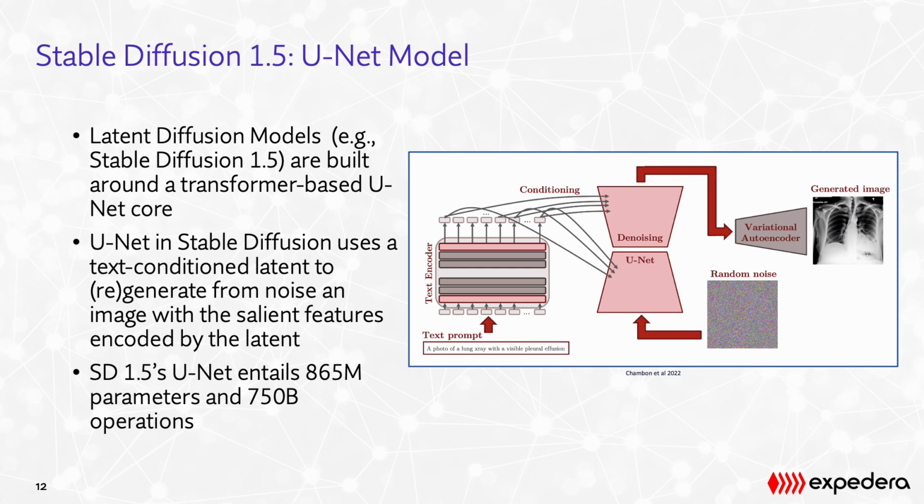But it has 865 million parameters inside that denoising UNet that we see in the center of the screen. And actually accomplishing what that UNet needs to do is about 750 billion operations that need to be done by the processor. So let's take a look at what that actually means.